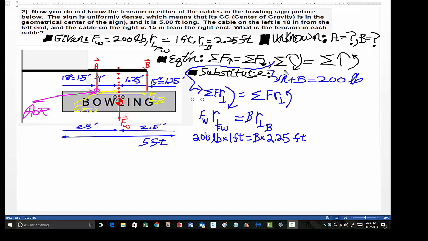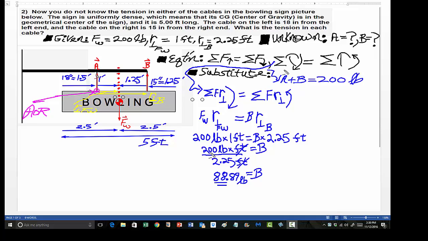Now substitute in numerically. The magnitude of the weight force vector is 200 pounds. We have already determined that the moment arm for the weight force vector is 1 foot. In other words, the perpendicular distance from the axis of rotation to the line of action of the weight force is 1 foot. Moving to the other side of the equation, we write the unknown, the magnitude of force B, times this moment arm. We found that that was 2.25 feet, the perpendicular distance from the axis of rotation to the line of action of force B. 1 foot plus 1.25 feet is 2.25 feet.